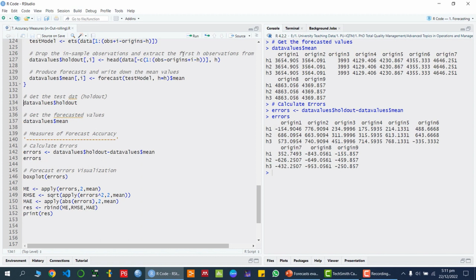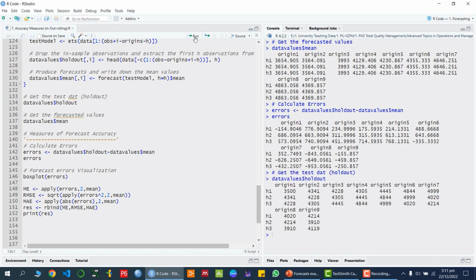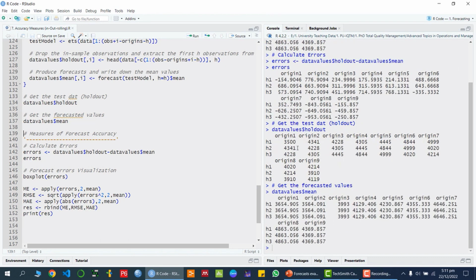So let me show you the actual holdout data set. This is the holdout data set. This is the mean value, which means this 3500 minus this one, we will get the first error. This one minus this one, we will get the forecast error. This one minus this one, we will get the forecast error. Similarly, this one minus this one, we will get the forecast error, and so on.